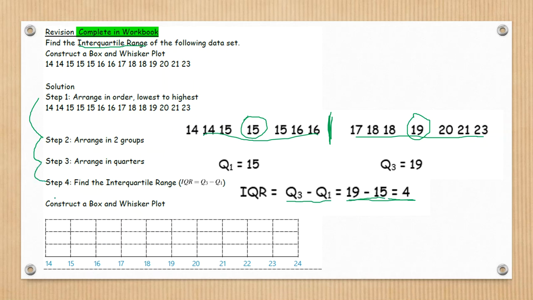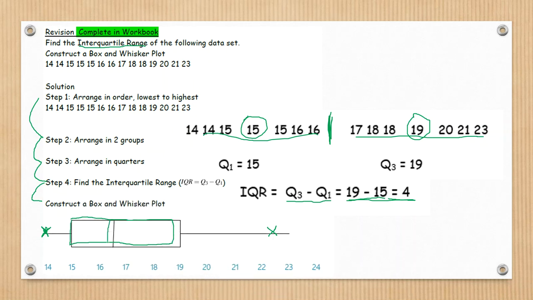Which was step 4. Next thing we need to do is construct the box and whisker plot. So 14 has the lowest score. So 14 goes here. This is where we can do the whisker. The highest score is the other whisker, so 23. And we need to draw a box with Q1 and Q3. So 15 up to 19. And then we put in Q2, which is 16.5. Which will look like that.